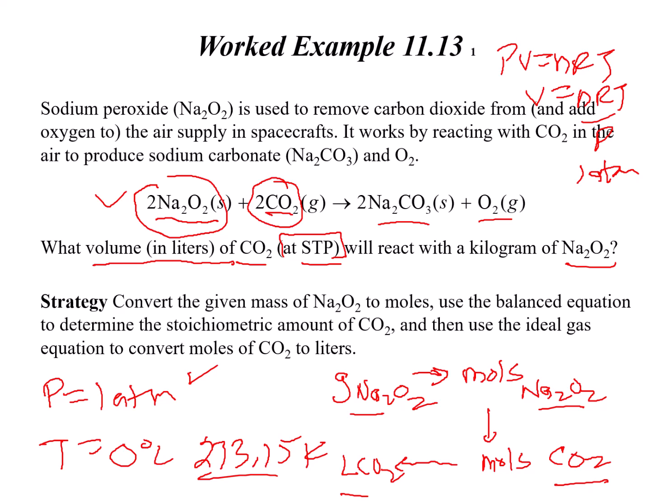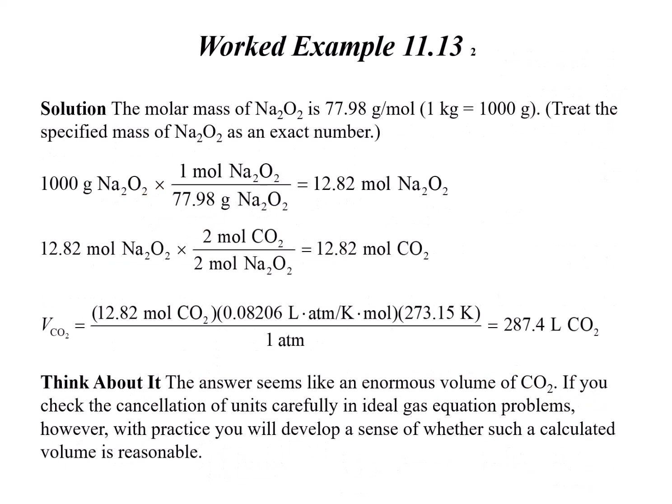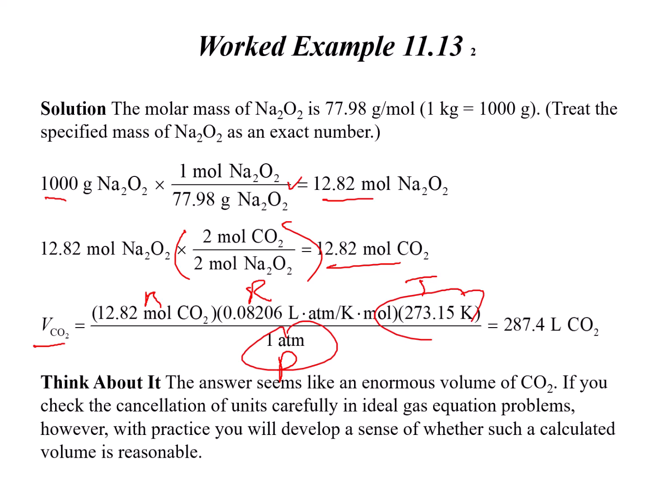So, next slide. There's where we took our kilogram, we converted that to 1,000 grams since we know the molar mass is in grams. This is how many moles of sodium peroxide we have. Here's our mole-to-mole ratio. It's 2 to 2, which is 1 to 1, so that's why this number didn't change. This is how many moles of CO2 will be consumed. And then we plug that into PV equals nRT, solving for V. So there's n, there's R, there's T, there's P. How do we know these? Because it's STP, standard temperature and pressure. So that's really important that you remember that. And that's the way we solve the problem.